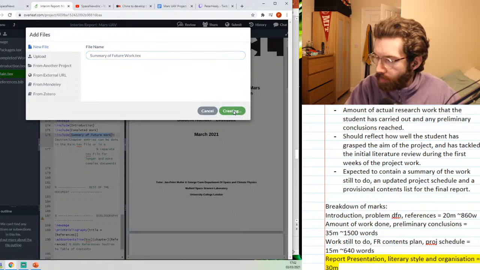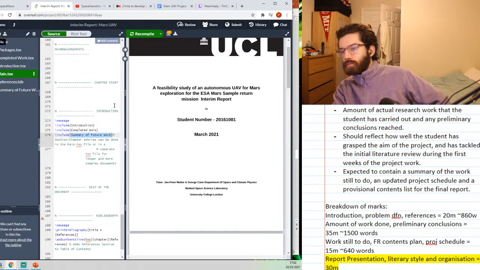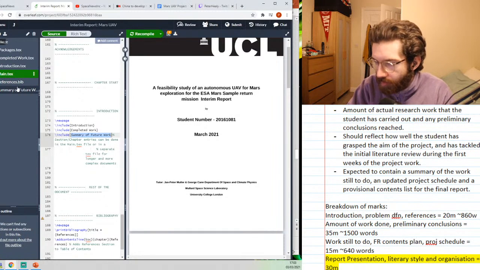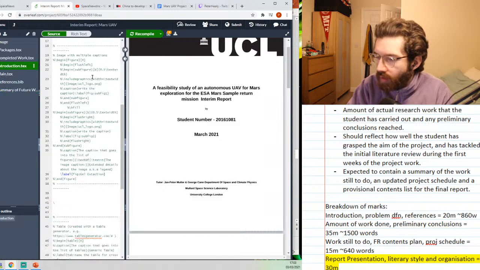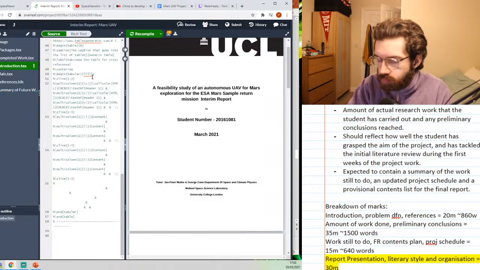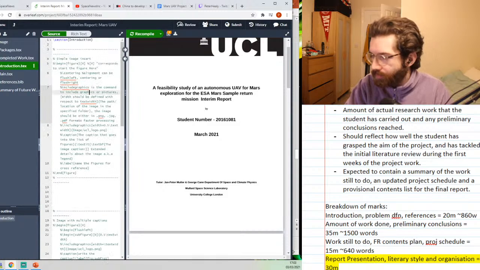And then summary, yeah, perfect. And then introduction.tex, and all it has, yeah, just a section. Happy days. I'm just gonna go to the bathroom.